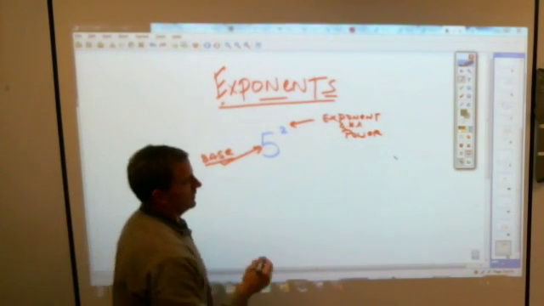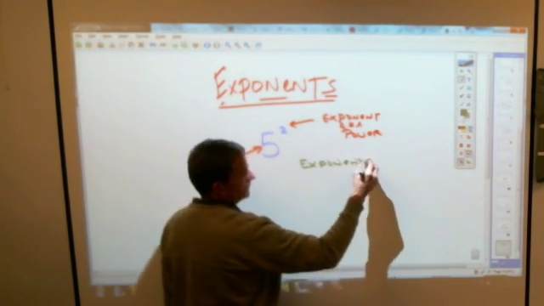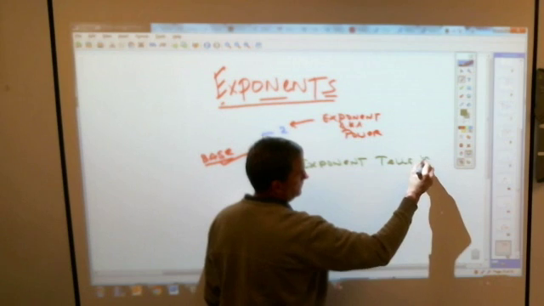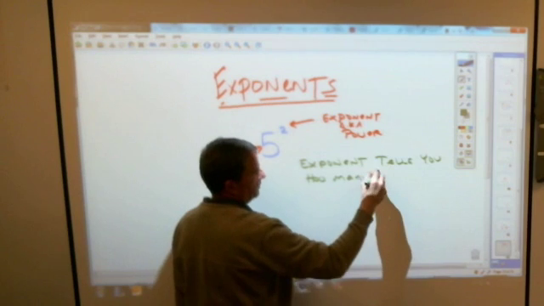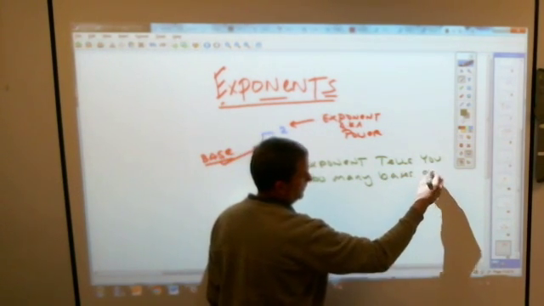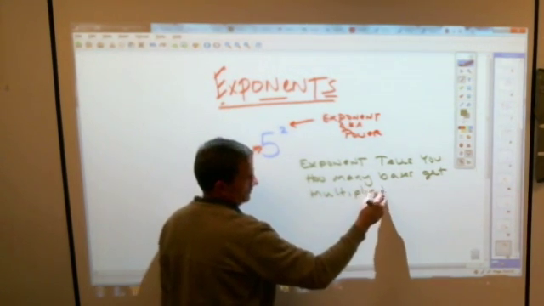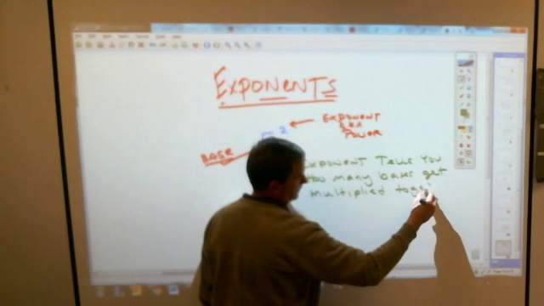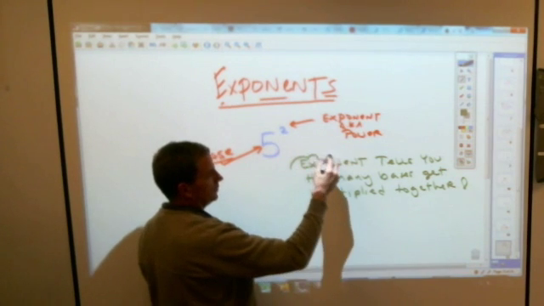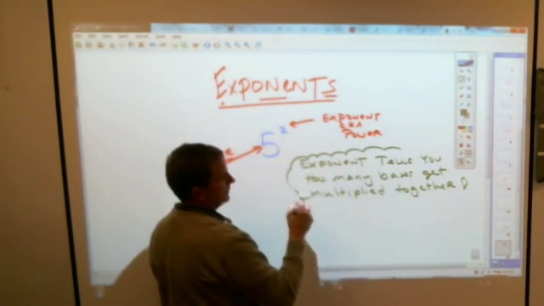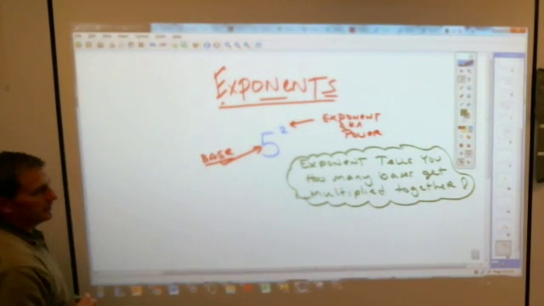Here is what exponents tell you. The exponent tells you how many bases get multiplied together. The exponent tells you how many bases get multiplied together.